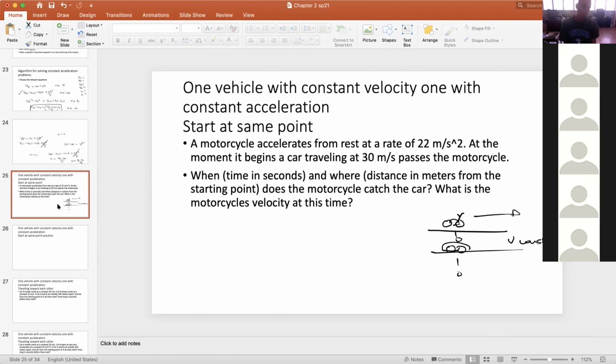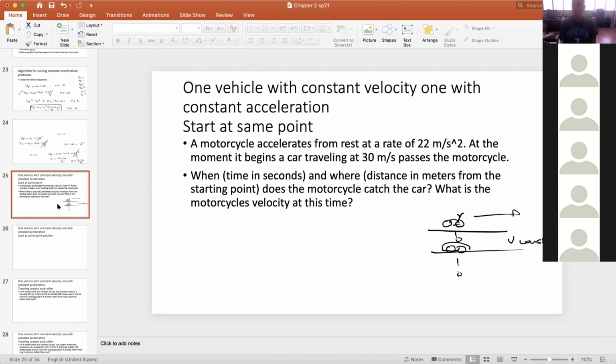Here we have a motorcycle that accelerates from rest at a rate of 22 meters per second squared. I'm going to do the variables again and all that stuff. At the moment it takes off, it begins accelerating. A car that has constant velocity passes the motorcycle. And we want to know how long in seconds, and how far away from where they started, does the motorcycle catch up to the car? What is the motorcycle's velocity at that time? This problem seems tough.